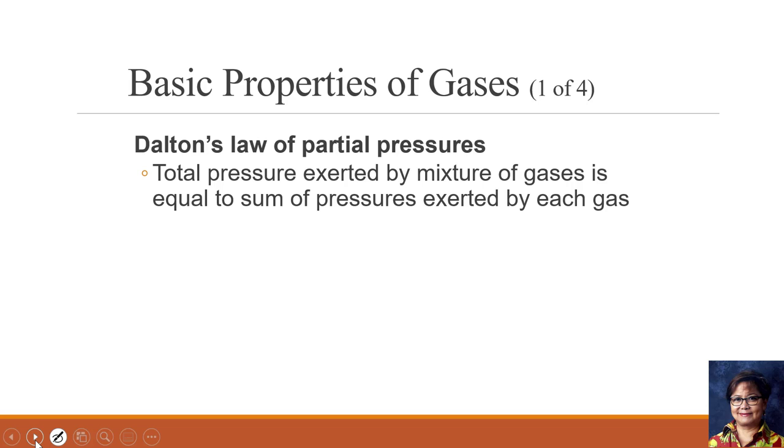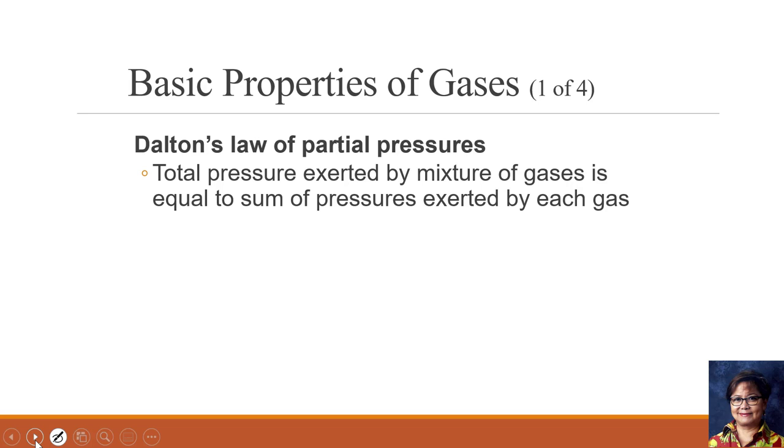So let's take a look at the basic properties of gases and learn another law of physics, which is Dalton's law of partial pressure. According to Dalton's law, the total pressure exerted by a mixture of gases is equal to the sum of pressure exerted by each gas. What are the gases that you find in the atmosphere? Well, there are three major gases. You can detect more, but in minimal amounts, that absolutely affect our breathing.